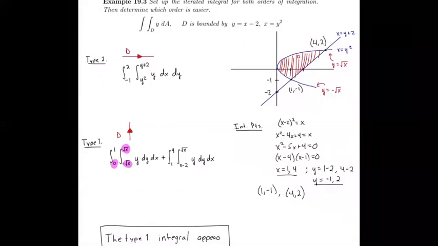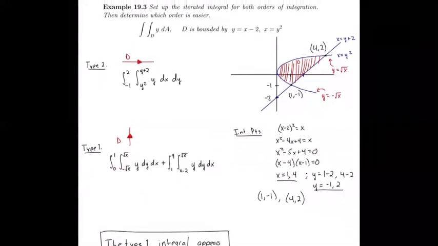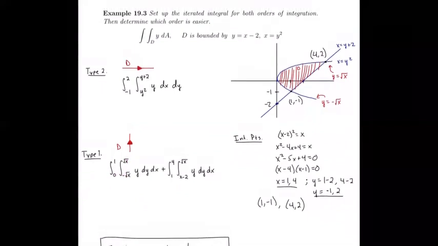And that handles the first integral. We need to add what we get from integrating over the second portion of the region, and that's here. The lower function is y equals x minus 2 and the upper function is y equals root x. So x minus 2 to root x. And then, of course, our x values vary from 1 to 4. So x is going to go from 1 to 4 for that interval.